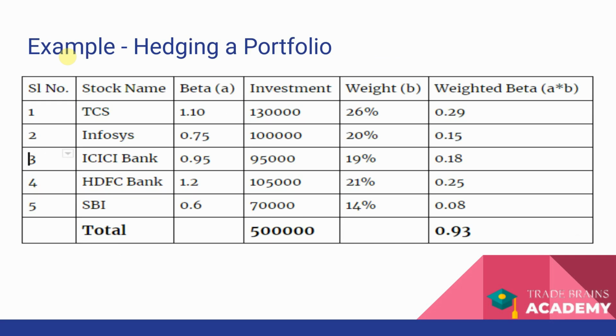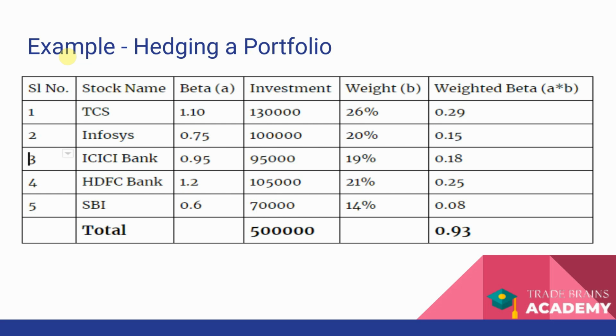Say I have 5 stocks in my portfolio like TCS, Infosys, ICICI Bank, HDFC Bank and SBI. They have their respective weightage and respective investment in the portfolio, which gives us the weightage of each and every stock in the portfolio. We just multiply the beta by the weightage and we get the total summation of all the values to be the portfolio beta. So the portfolio beta of this portfolio is 0.93.